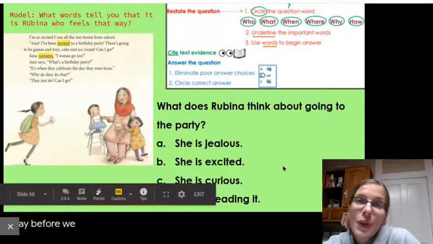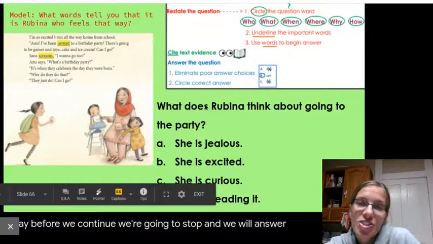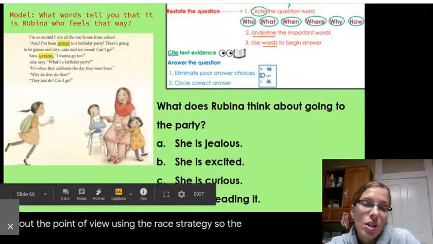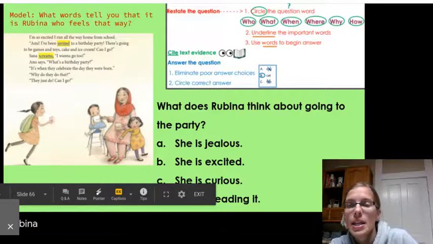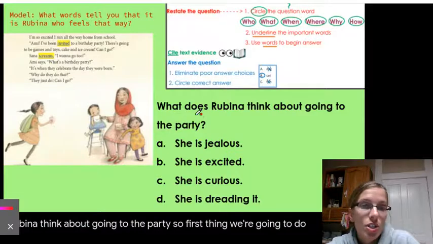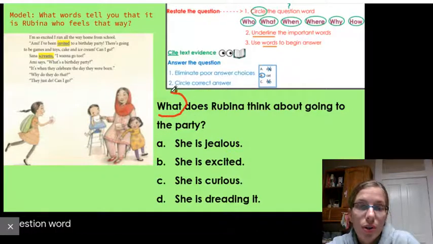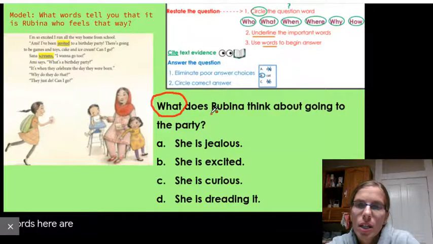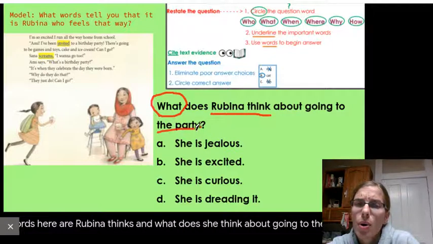Okay, before we continue, we're going to stop and we will answer this question about the point of view using the RACE strategy. So the question says, what does Rubina think about going to the party? So first thing we're going to do is circle the question word, and then we will underline the important words. So the important words here are Rubina thinks, and what does she think about going to the party?